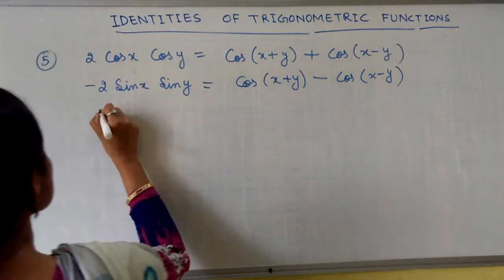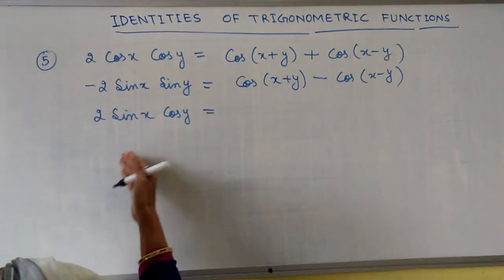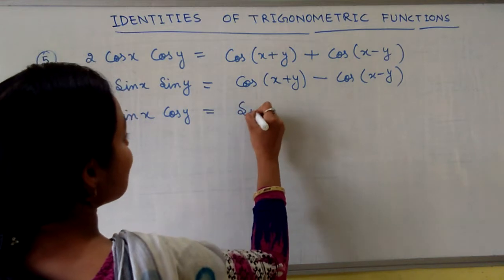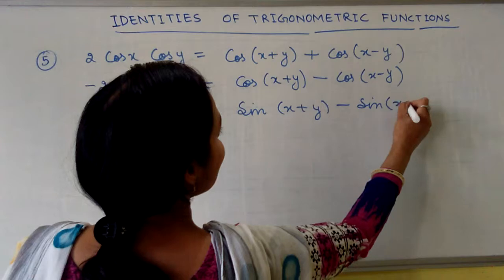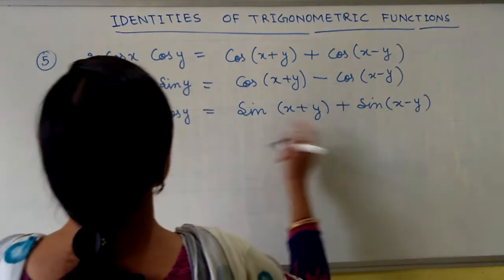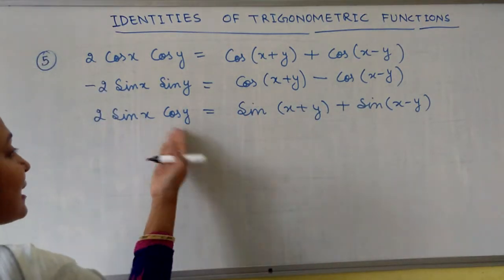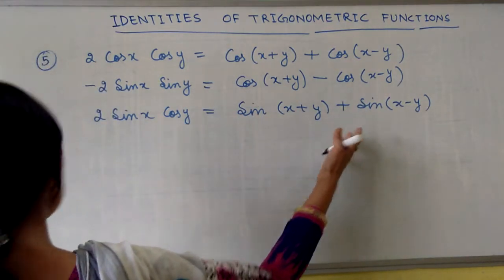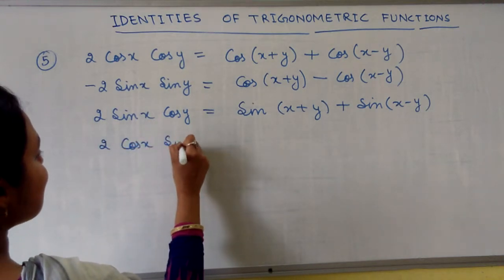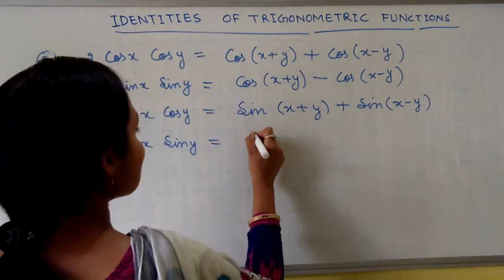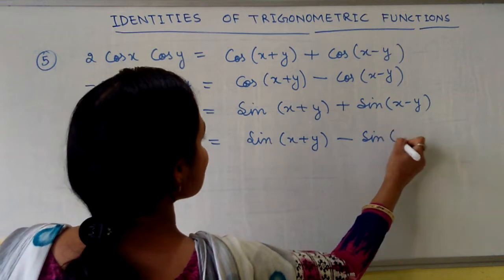Now come to 2 sin x cos y. What is the formula for these two? That is very easy: sin(x plus y) plus sin(x minus y). Sin x cos y, both have a positive sign. Now if we interchange these two, there is only a negative sign between these two, so I will change the angles like this: sin(x plus y) minus sin(x minus y).